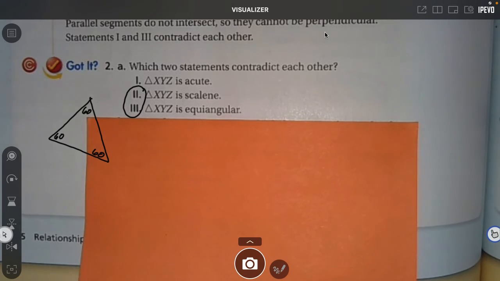Okay? Does that make sense? Somewhat. No. We're not really. Let's just do another one. You have to know what these things mean.